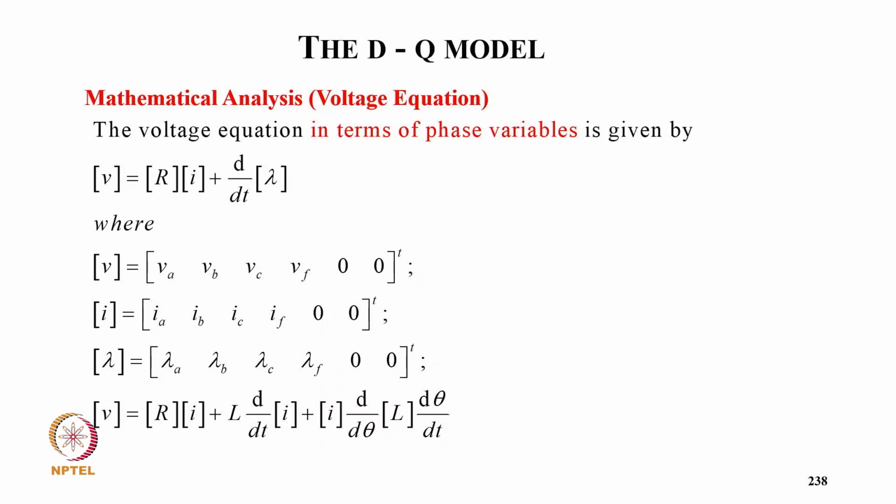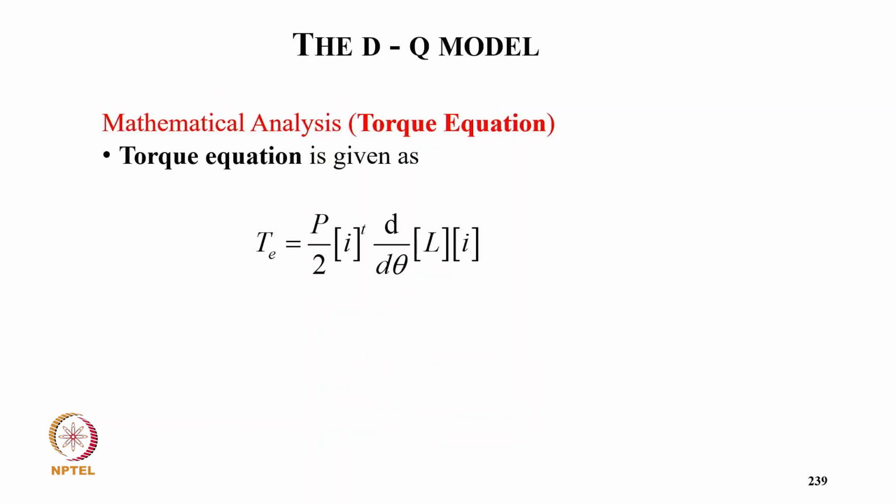Then we have the volt-ampere equation in phase variables. V matrix equals Ri plus d/dt of lambda, where V is the vector VA, VB, VC, VF, and 0 volts is applied to the dampers, so 0, 0. I equals IA, IB, IC, IF, and 0, 0 under steady state, and lambda equals lambda A, lambda B, lambda C, lambda F, 0, 0. Then V becomes Ri plus L di/dt plus I dL/dθ times dθ/dt, and the torque equation is T equals P/2 I transpose dL/dθ times I.